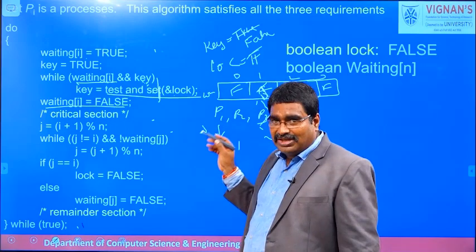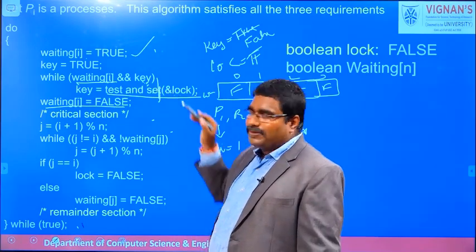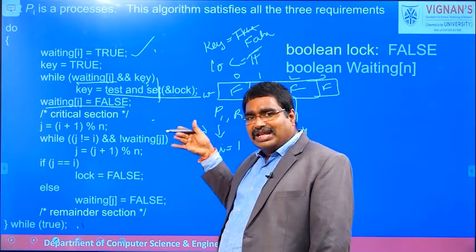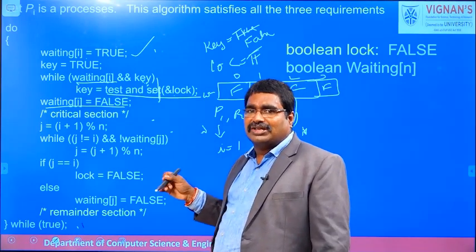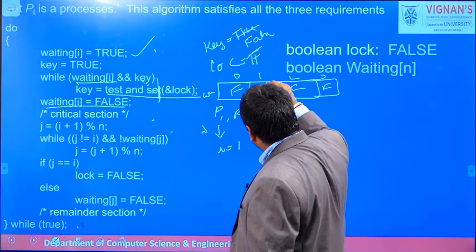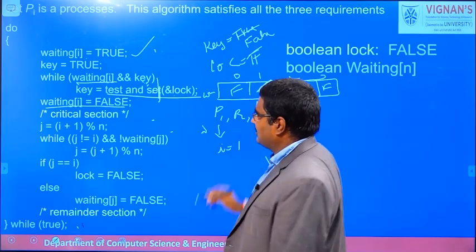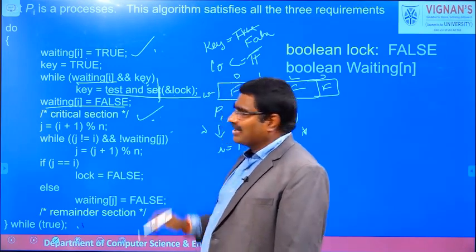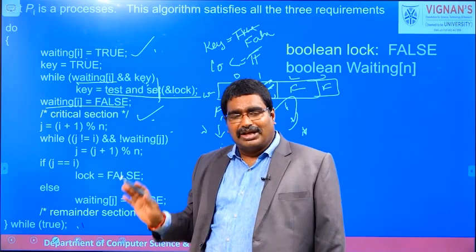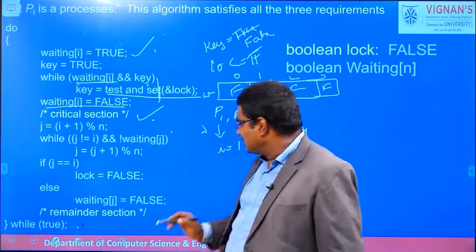Previously it was waiting, for that reason we assigned true in the first statement. Once the while loop is terminated, immediately we allow the P1 process to enter into the critical section. For that reason, waiting of 1 is converted from true to false, and the P1 process is in critical section execution. I hope you understand. The P1 process is allowed to enter into the critical section.